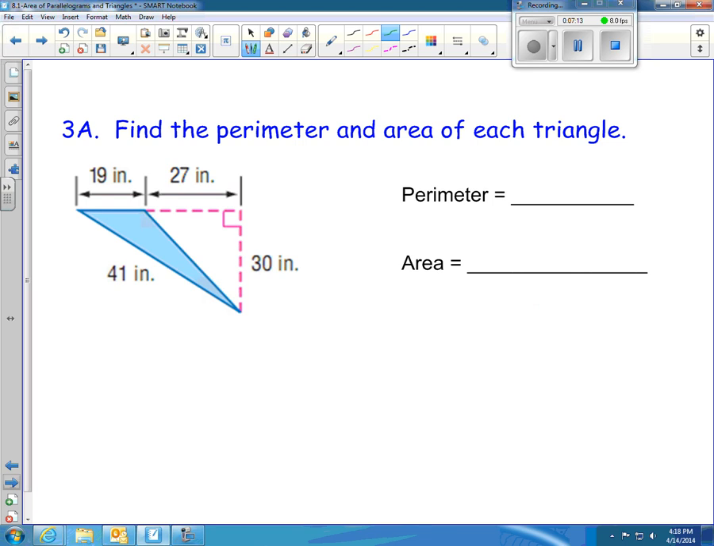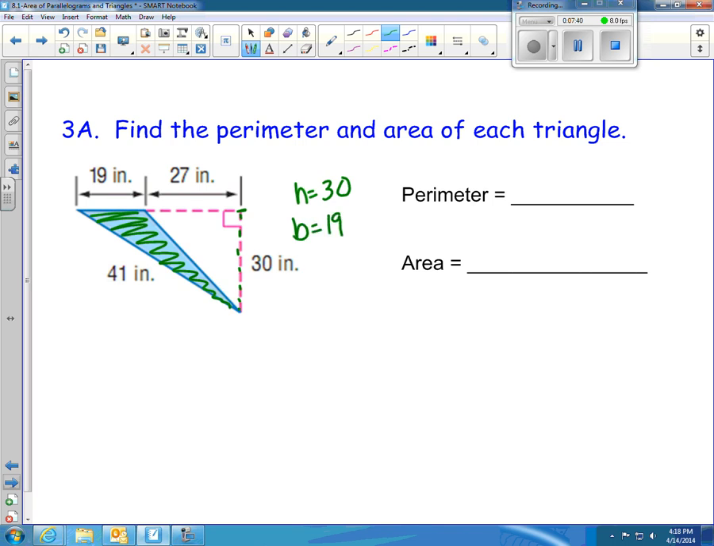We have a base and a height. We have actually a lot going on here. Remember, our height is perpendicular to our base, so our height is going to be our 30, and see, it goes perpendicular to this part here. Now, when we talk about perimeter and area of each triangle, we are actually talking about the shaded triangle. So it's perpendicular to the 19. So the base is 19.